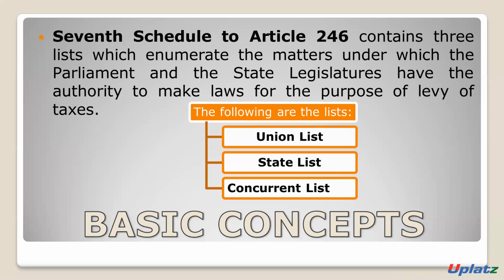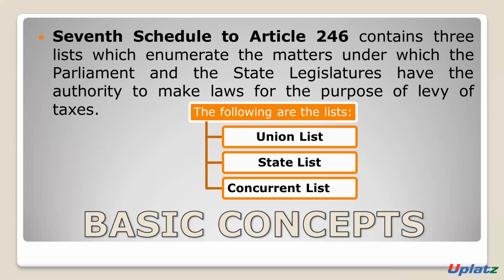Number one is the union list. The union list is a list which contains those matters in respect of which only Parliament, or only the central government, has the power to make laws. The state government does not have the power to make laws in respect of those matters which are given in the union list.